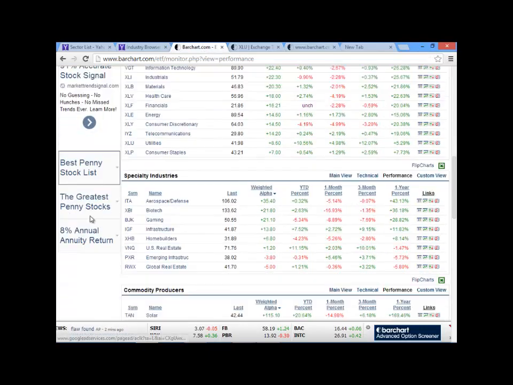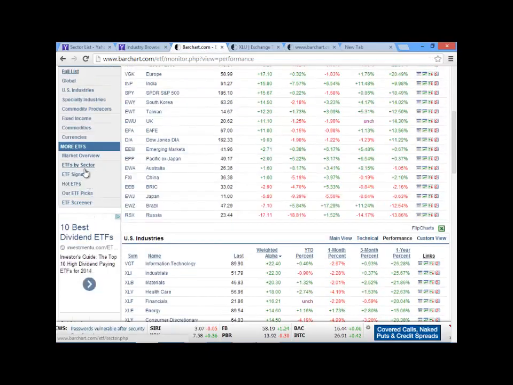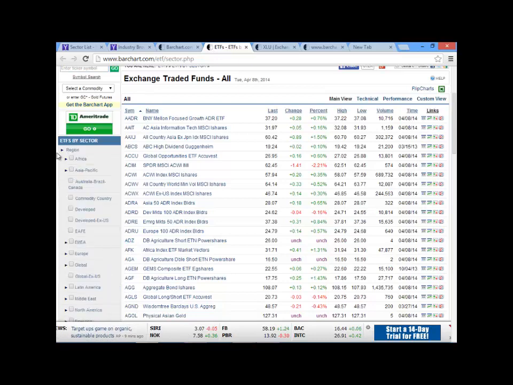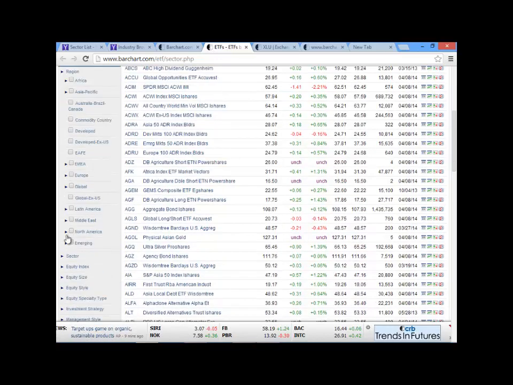From here, there's a menu on the right, and you can go ETFs by sector. And you're going to get all the different ETFs, and there's multiple ETFs for each industry. And unfortunately, they don't really list the industry that they're in, so it's a little confusing there. But you can narrow it down on the left here.